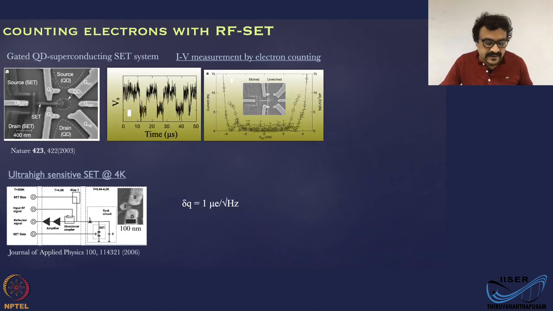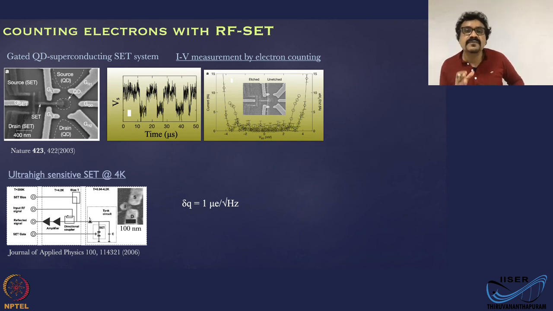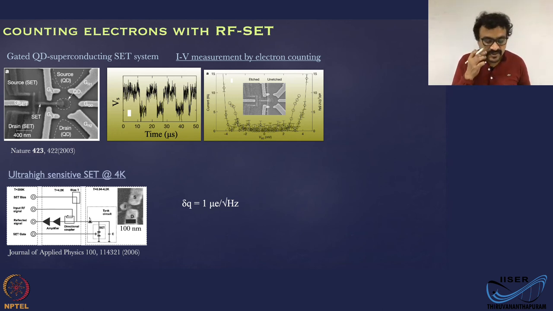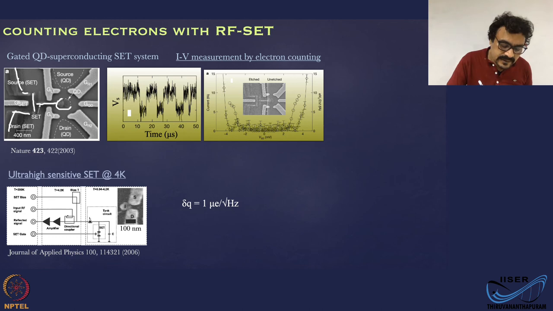And later, this technique has been used for detecting real-time tunneling events, to capture the electron motion in real-time in quantum dots. So in this work, what we have is a hybrid device, which consists of a gated quantum dot. You can see these bright colored electrodes are gates, and the faint region here, which looks like this, is the superconducting single electron transistor. Okay.